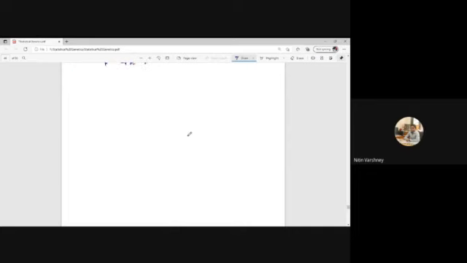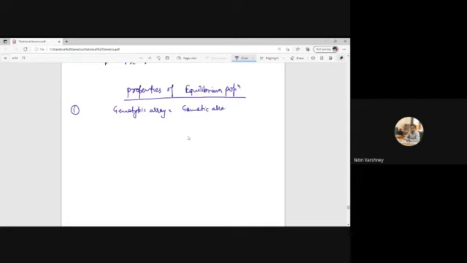Now we will see properties of the equilibrium population. So the first property, I told you, is that genotypic array is equal to gametic array square.